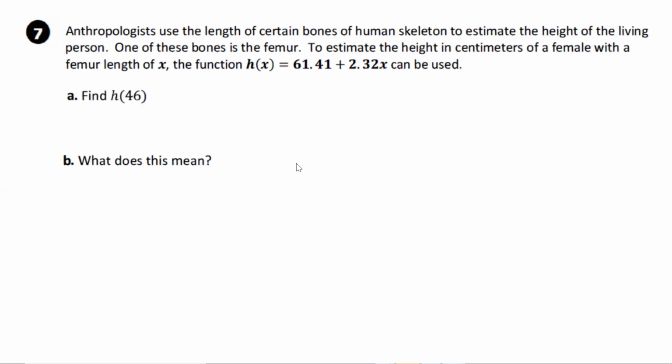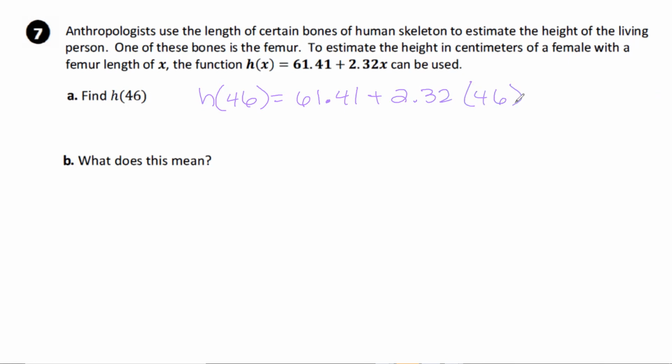So what is this asking us to do? Find h of 46. What does that mean? What am I going to do? We're going to take 46 and plug it in for x, multiply 2.32 times 46, and then add that to 61.41. So we're going to take this equation: h of 46 equals 61.41 plus 2.32 times, and we're going to plug in 46.